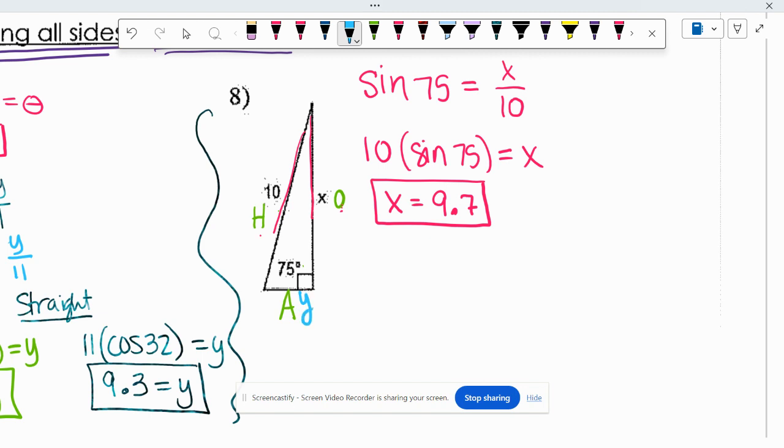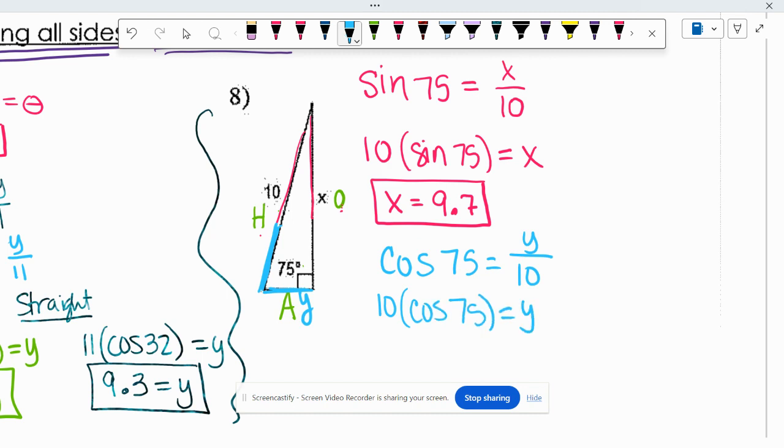Is that okay? Colt, what can we do to find y? What trig function can we use? You're trying to find y, and you were given this side. Look, I have them highlighted blue. You're trying to find y, and you were given that other side. What trig function uses that? Cosine. So the cosine of 75 equals the adjacent y over 10. How do I get that all by itself? 10 times the cosine of 75 equals y.